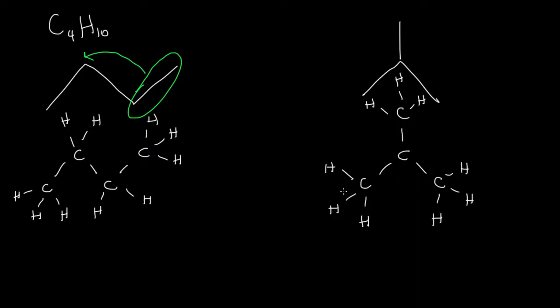Now that's 9 hydrogens. Where is our 10th one? Let's look in the middle. This carbon is connected to 3 other carbons, so it has room for 1 more hydrogen. And there we go. We have the same chemical formula, C4H10, and we have different connectivity, different arrangement. The carbons are arranged differently, and there we can say that these two guys are constitutional isomers.